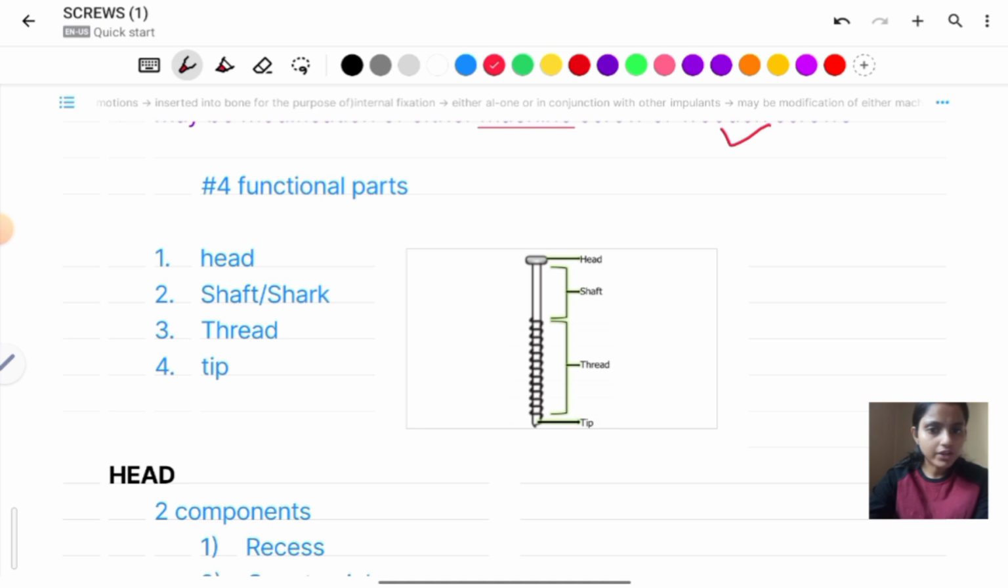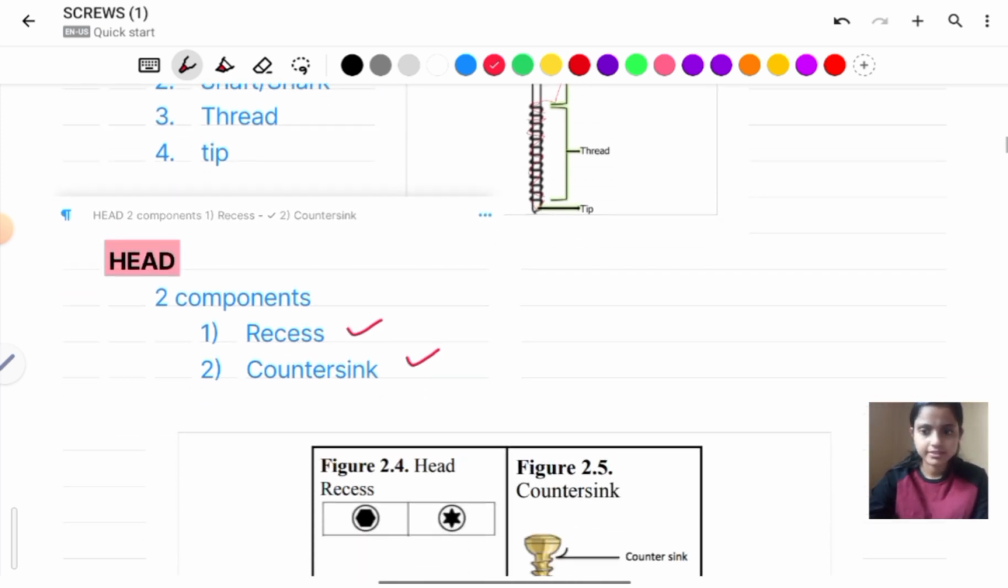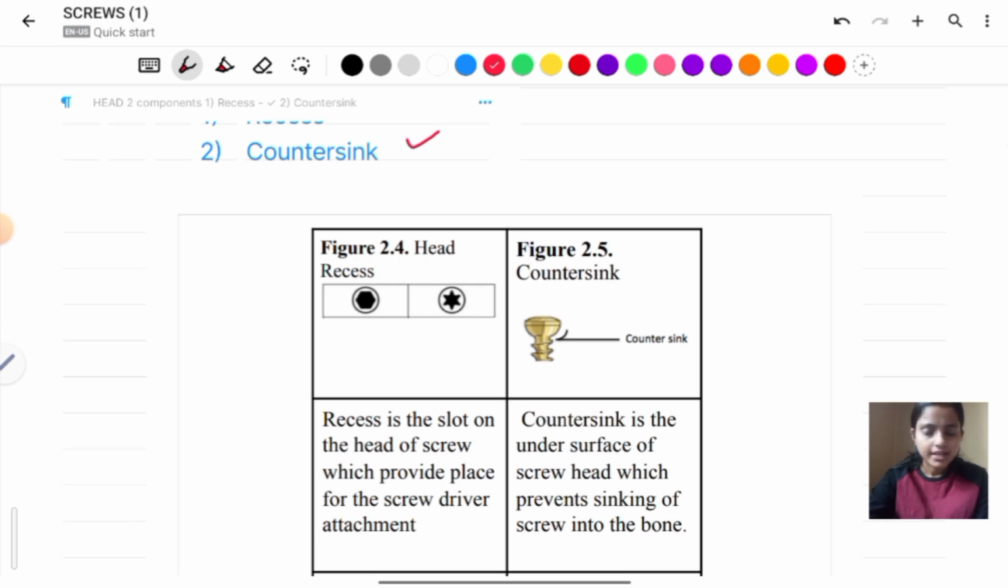The bone screw has four functional parts: the head, the shaft, which is also called the shank, the thread, and the tip. The head of the bone screw has two components, the recess and the countersink. The recess is the slot on the head of the screw which provides a place for the screwdriver attachment. The countersink is the under surface of the screw head which prevents sinking of the screw into the bone.